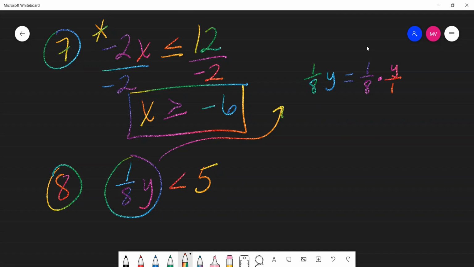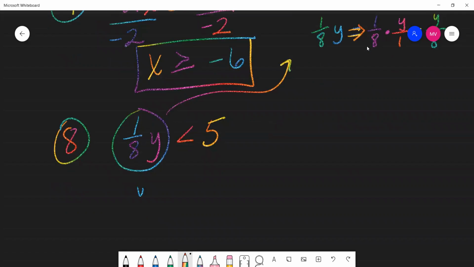And so, well, it's not an equal sign. I'm going to do this. It's like the same thing. So if you multiply your numerators, 1 times y is y, and 8 times 1 is 8. So 1/8 times y is the same thing as y over 8. Yep, that would work too.